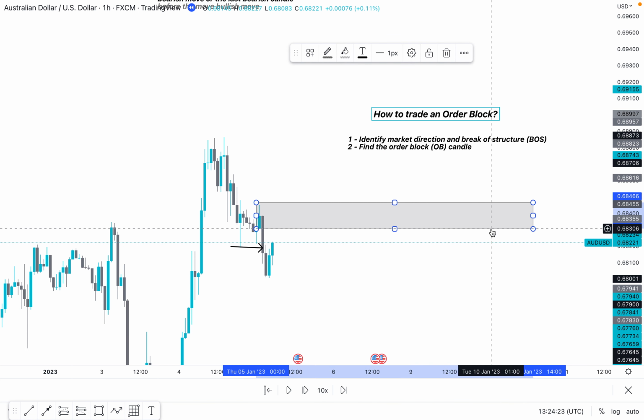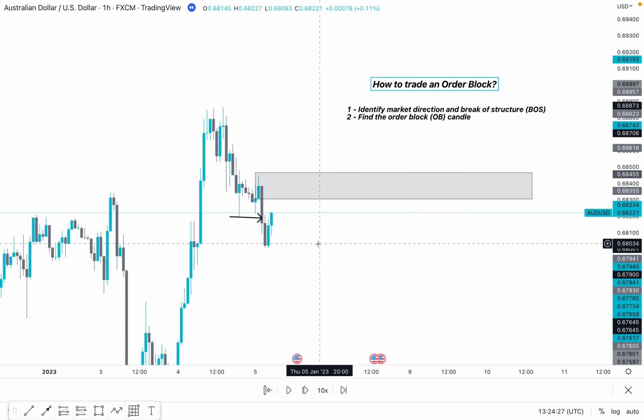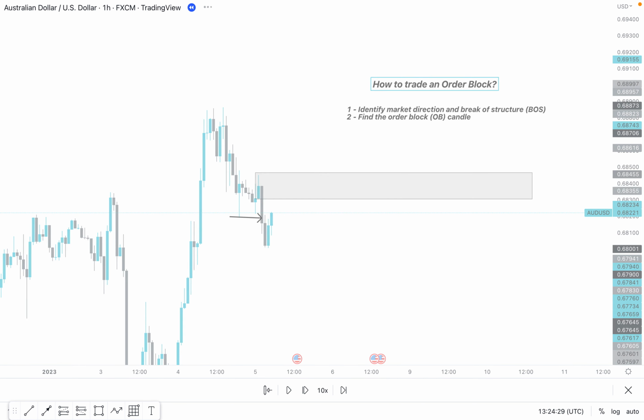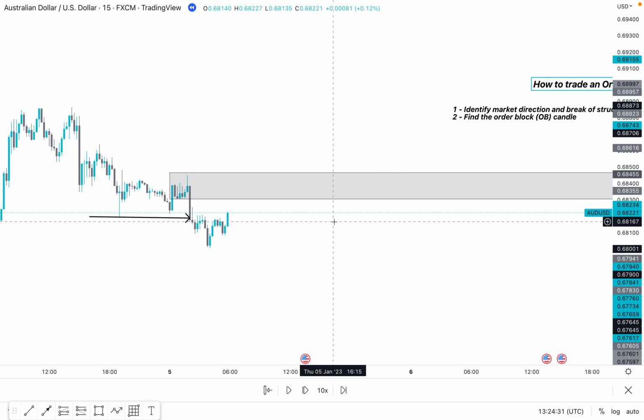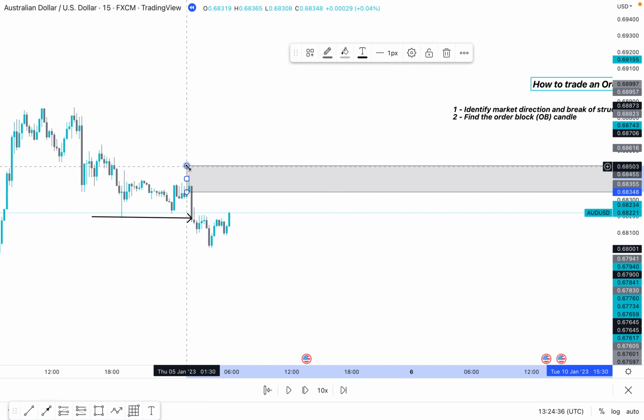So now that we have identified our order block candle, we can now look to try and trade this. So if we can go down to a lower time frame just to get a more refined order block candle, just so we can get a tighter stop loss and increase our winning percentage.